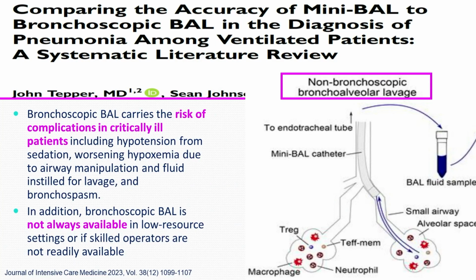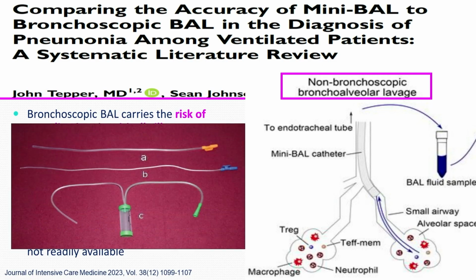This is a paper I picked up because this is relevant to the Indian context. A lot of times BAL is not possible. You might not be able to do it in the middle of the night. Your pulmonologist might not be available. The patient has high requirements. You might in fact worsen the patient. So sending tracheal aspirates sometimes is not advisable because false positivity rates are high, particularly in the immunocompromised. So when you're looking at immunocompromised, you want more specificity, and BAL is better than tracheal aspirates. But BAL is difficult, so look at non-bronchoscopic BALs.